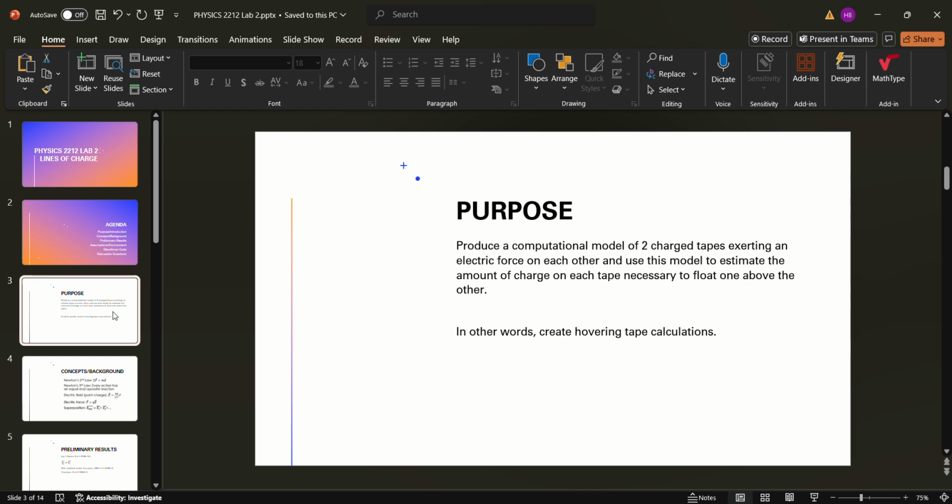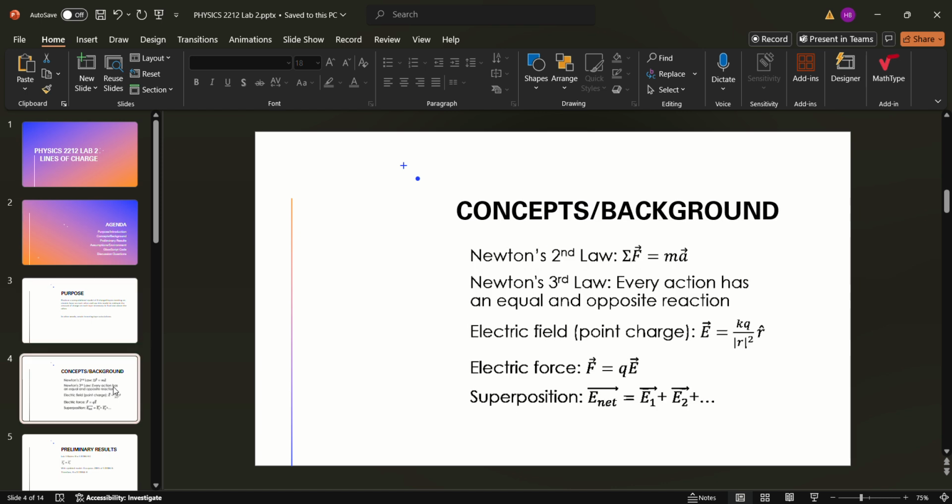So the purpose of this lab, which is outlined in the lab instruction, is to produce a computational model of two charged tapes exerting an electric force on each other, and use this model to estimate the amount of charge on each tape necessary to float one above the other. So in other words, create hovering tape calculations. Pretty self-explanatory, basically the last lab, but more accurate.